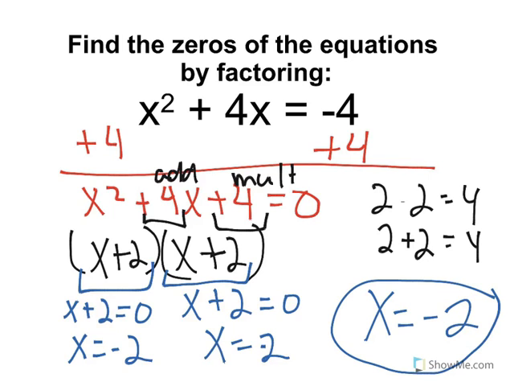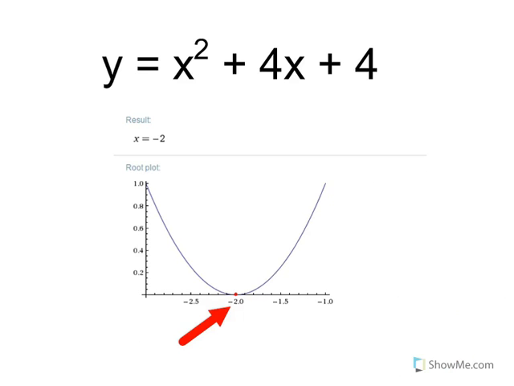So if we took a look at that graph, it should cross the x-axis at just negative 2. Only one spot. So here is that graph. It crossed at just negative 2 in that one spot.